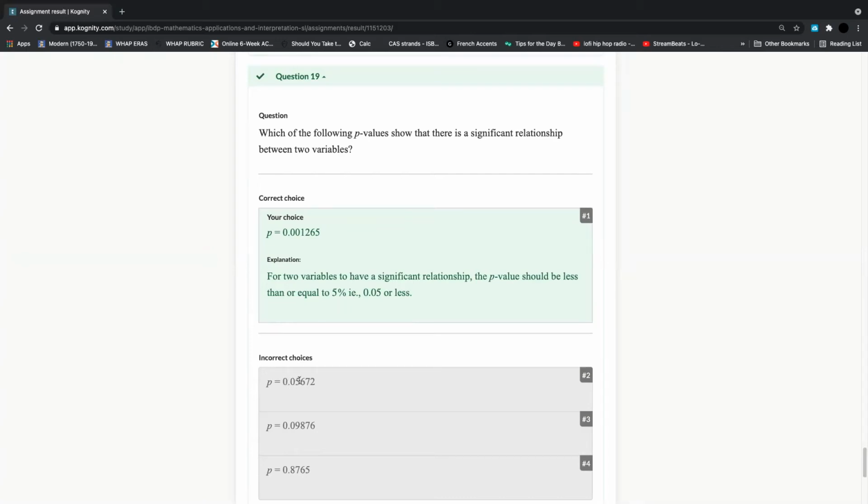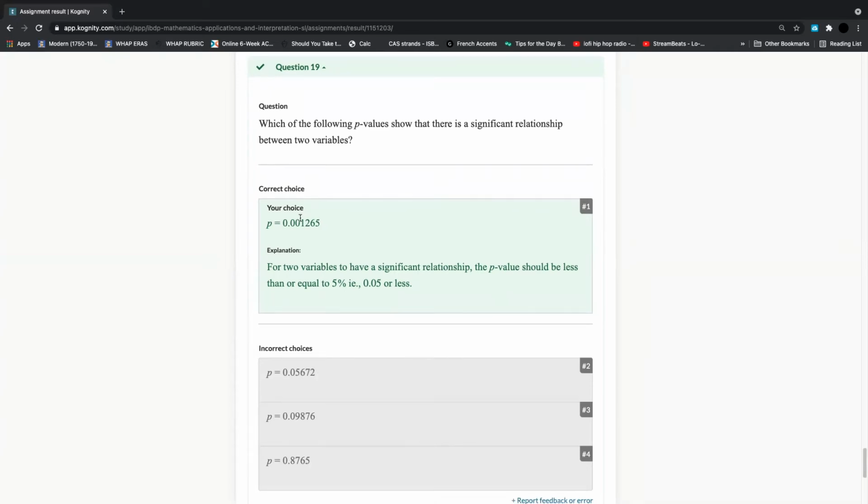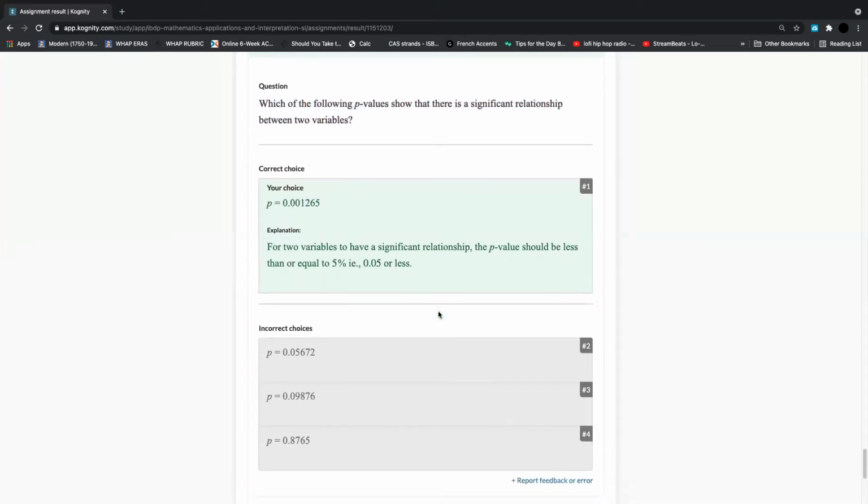And then you see 0.05, still not less than 5%. And then we see 0.0012. So I would go with this. If you get a question like this, I would go with the smallest, because we know that if it's larger than 5%, which is the significance value in question, it's not significant. Since it didn't give you the significance value, the safest choice would be to go with the smallest value, which is what I did, and it was correct.